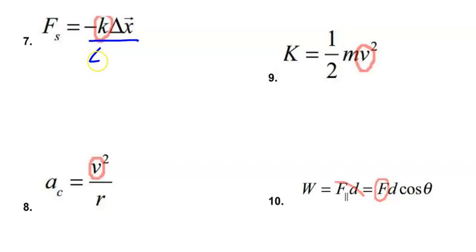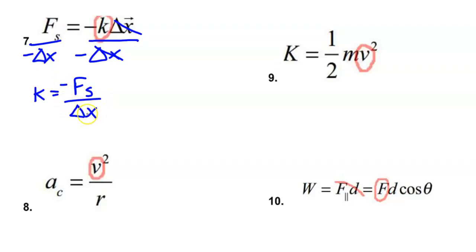But yeah, we need to divide by negative delta x, divided by negative delta x, and that cancels. Great. So literally that's it. K equals F_S over delta x. Maybe throw a negative sign in there. Woohoo. Okay.